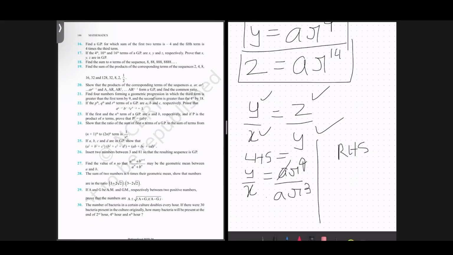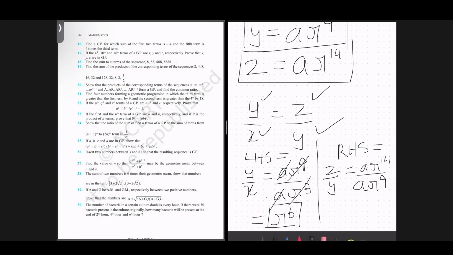Seeing this, we can cancel a and a out. This gets cancelled and the numerator gets reduced to r raised to the power 6. That is what we get when we divide y by x, we get r raised to the power 6. Similarly, on the RHS, we have z upon y. Z has been said to us is a r raised to the power 14, and y has been given to us as a r raised to the power 9.